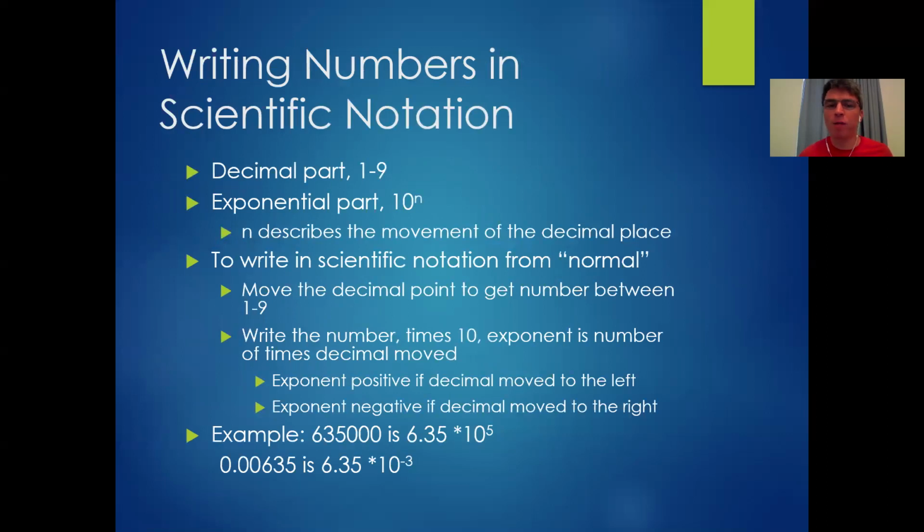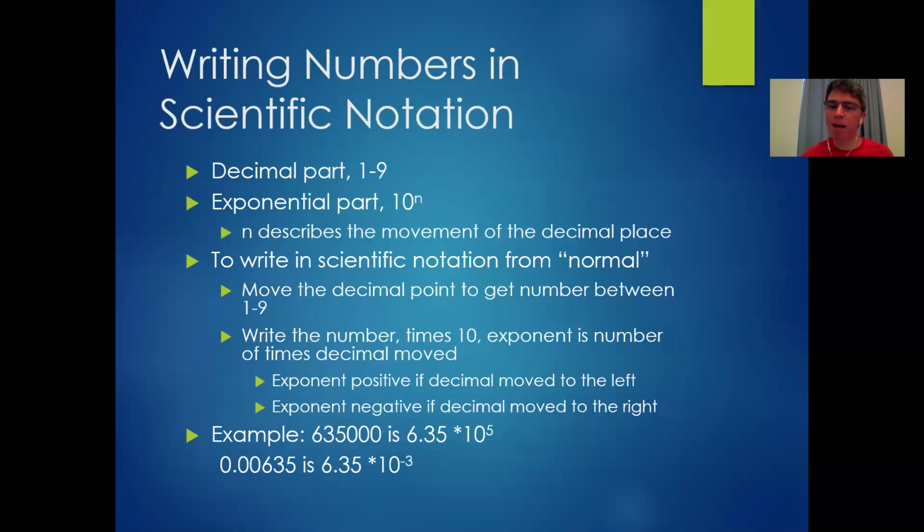So sometimes with significant figures, we might have something or need to write something in what's called scientific notation. Scientific notation has 2 parts. The first part is the decimal part, which will always be a number from between 1 and 9. And then the exponential part, times 10 to some number. That number tells you how the decimal point was moved.